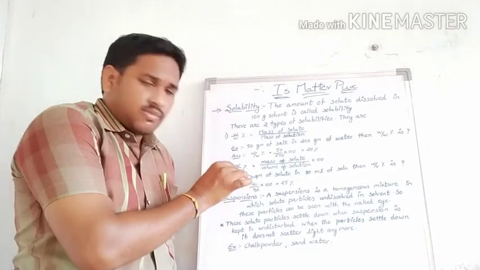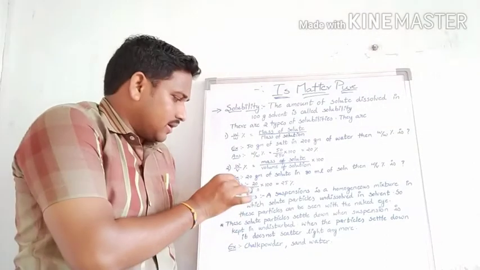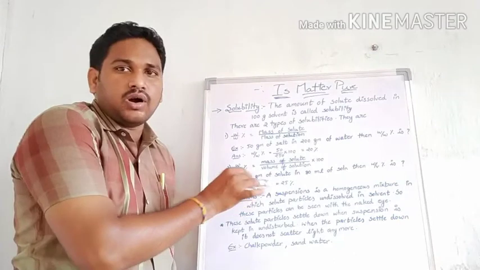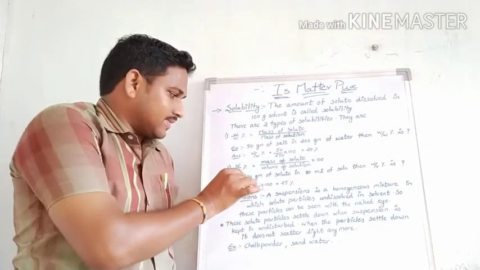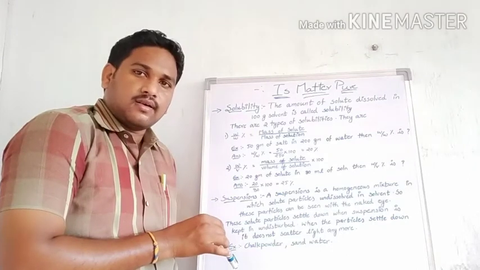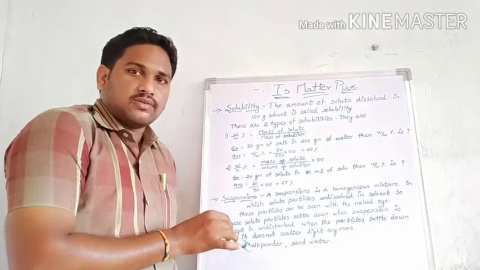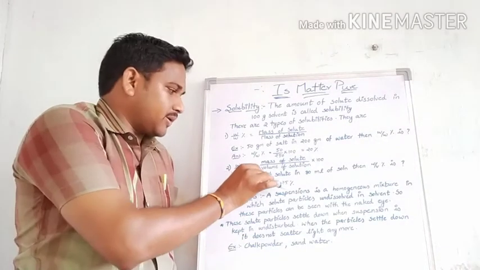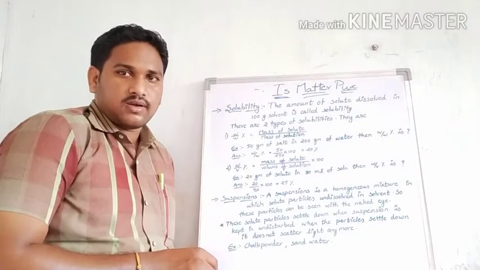So 20 is the mass of solute and 80 is the volume of solution, and multiply with 100. After simplification, we get 25 percent. Okay, is my point clear or not?